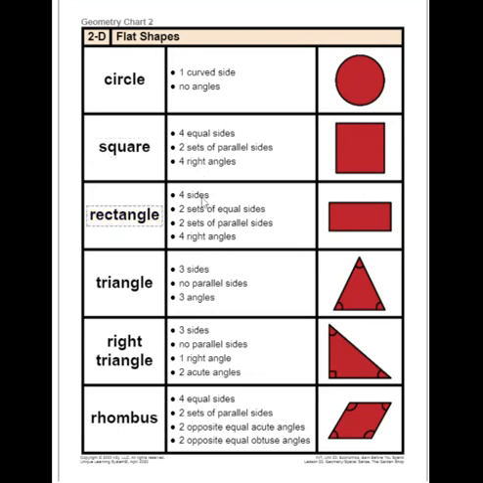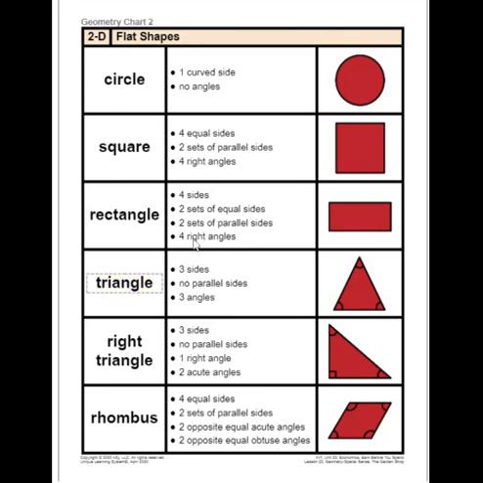Rectangle. A rectangle also has 4 sides, 1, 2, 3, 4. It has 2 sets of equal sides. Here my top and bottom are equal length, and then my 2 sides are equal length. But you can see here that these are longer, then it goes this way, and they're shorter. 2 sets of parallel sides. So those sides are parallel. They're not going to meet up ever. They're going to stay the same distance apart. And it also has 4 right angles. Here's 1, 2, 3, and 4.